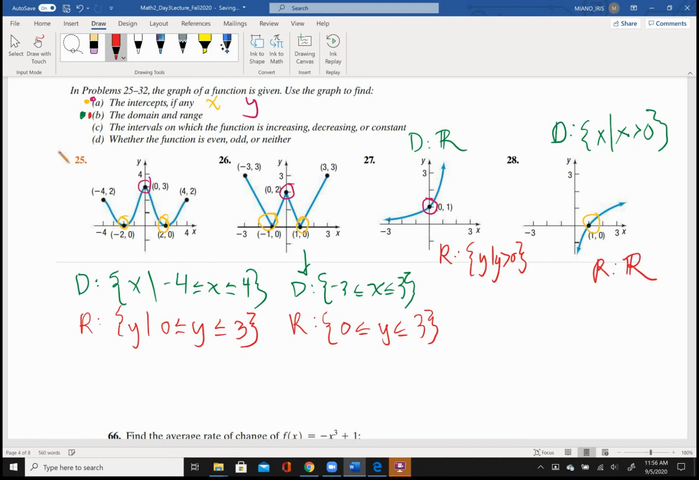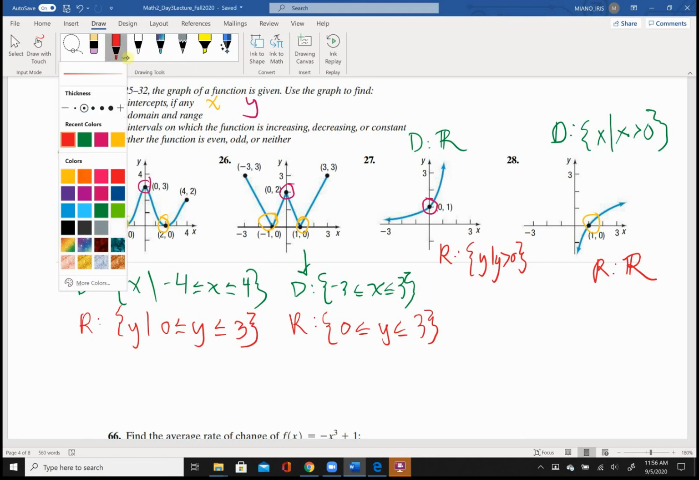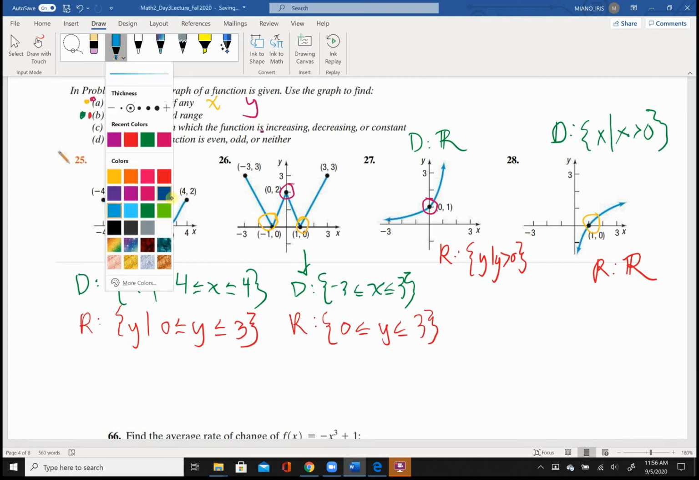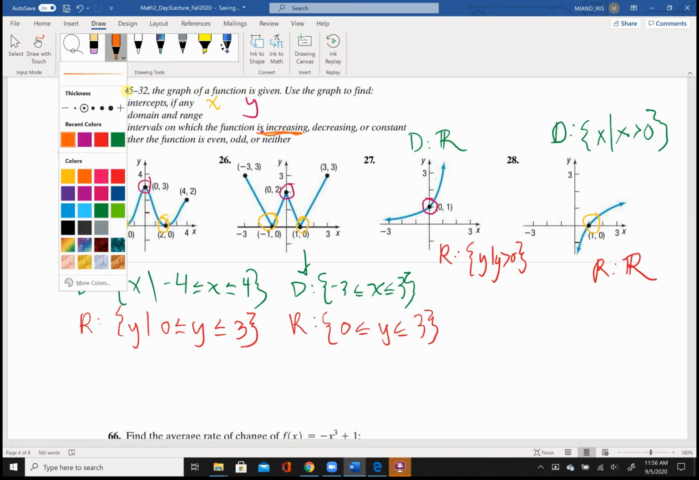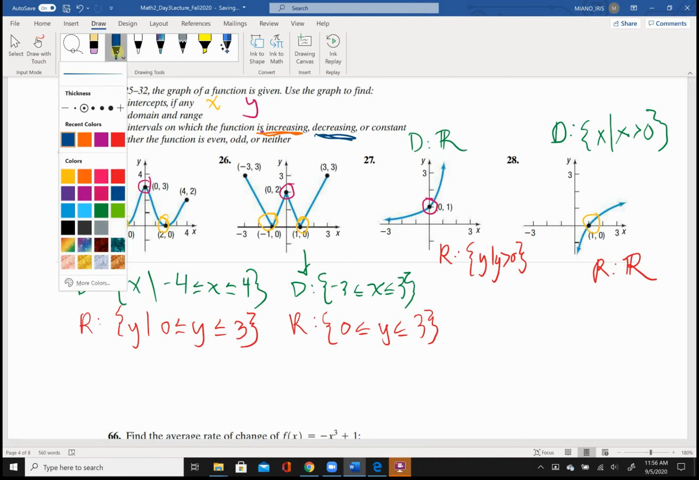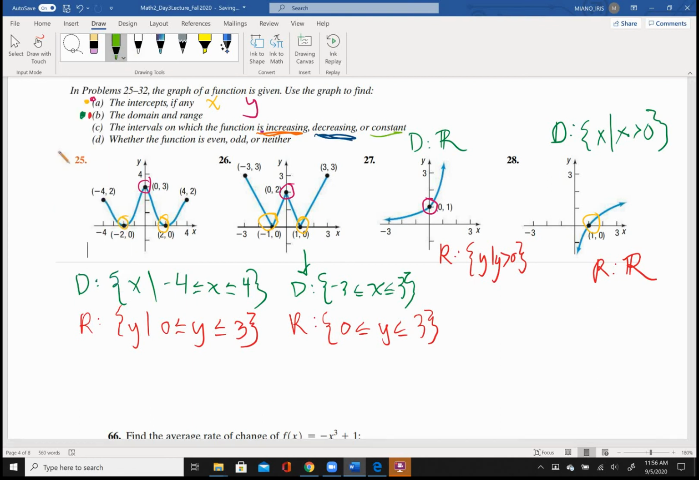Okay, crisis averted on that one. What are the intervals on which the function is increasing, decreasing, or constant? So I'll go ahead and say increasing is going to be... let me do a not so similar color. Let's do the blue. Nope, we need something a little different. Increasing will be orange, decreasing will be the dark blue, and constant will be in light green.